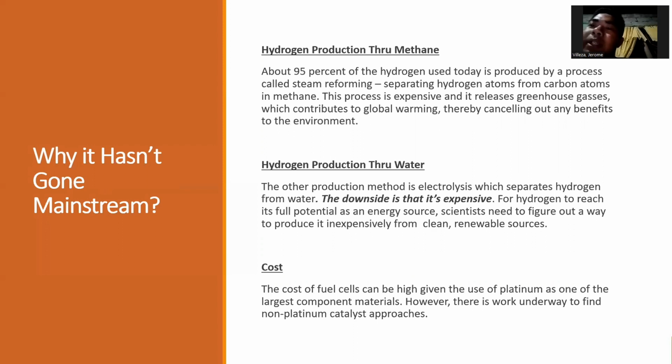Next is the hydrogen production through water. The other production method is electrolysis, which separates hydrogen from water. The downside is that it's expensive. So again, expensive na naman siya. Siyempre, nasabi natin expensive. So the next will be the cost. The cost of the fuel cells can be high given the use of platinum as one of the largest component materials. However, there is work underway on non-platinum catalyst approaches.